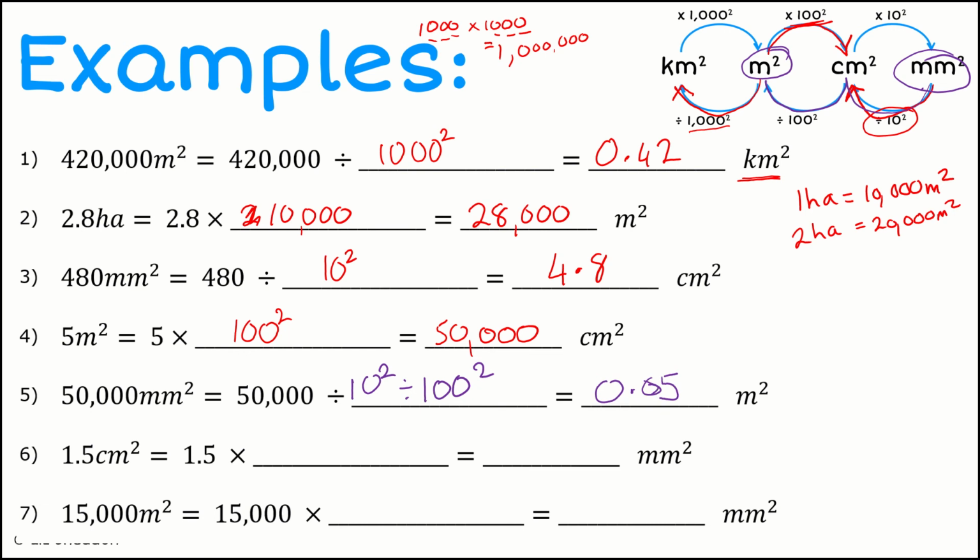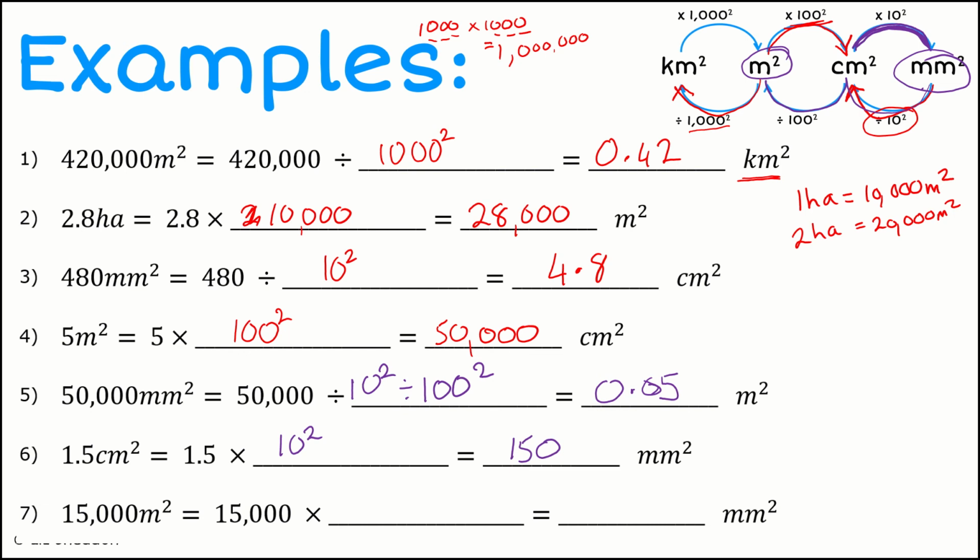Number 6, we're going from centimetres squared to millimetres squared. That's this one up the top here, so I'm going to multiply by 10 squared. 10 squared is 100, so 1.5 times 100 is 150 millimetres squared.